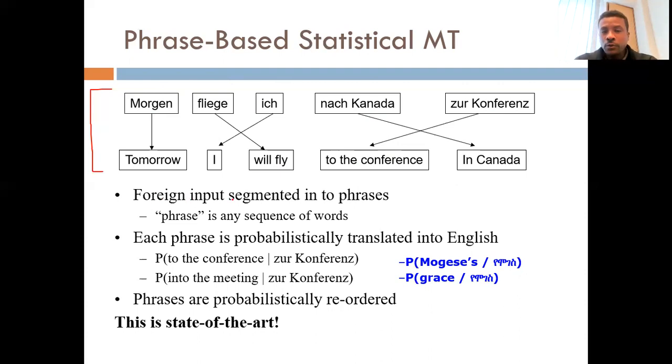So the foreign input must be segmented into phrases because you know that it can also associate a single word with many words or phrases. So each phrase is probabilistically translated to English, because there are many other possibilities. For example, the phrase in Canada can be associated with this one or with this one, with all the others.